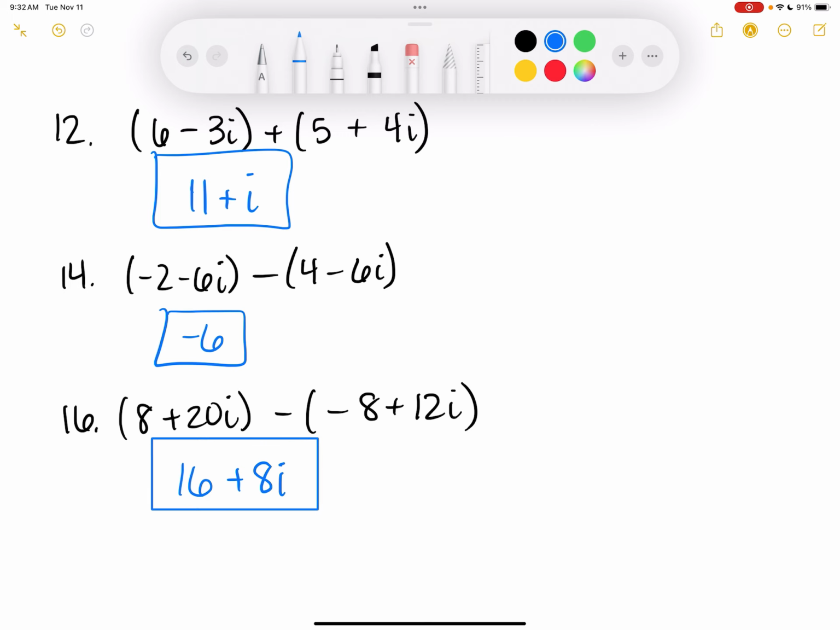Nice and easy. All right, so that's adding and subtracting. We're going to move into multiplying and dividing.